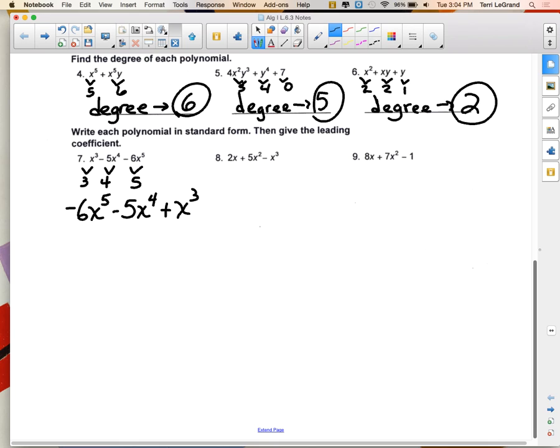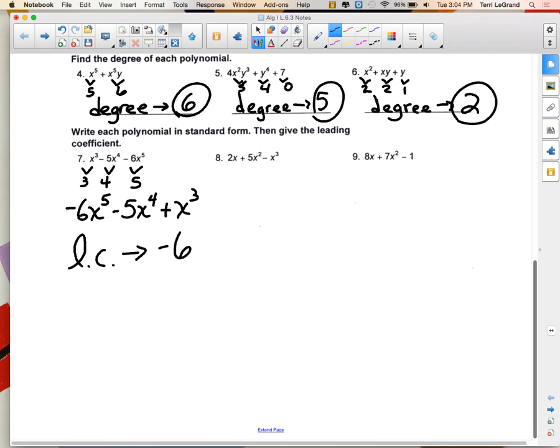What do you guys think? You agree with it? Okay. 5, 4, 3. And the subtractions, we have to know how to handle them. We have to make sure they come along properly. Now we have to say what the leading coefficient is, because once it's in standard form, we can accurately describe the leading coefficient. What is it? -6.